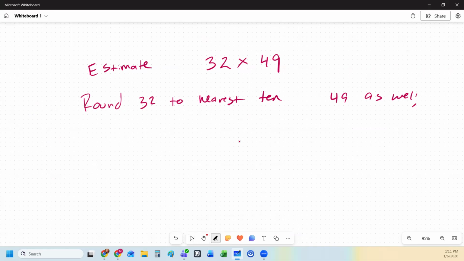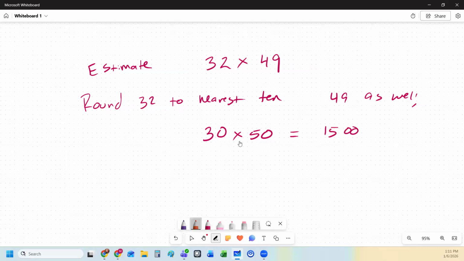So rounded to the nearest 10, this becomes 30 multiplied by 50, right? 32 rounds down to 30, 49 rounds up to 50. I have 30 times 50. I know that's going to be 1,500. So I know that 32 times 49 is somewhere around 1,500, right? If I need to know exactly, I'll write it down, I'll work it out, but I should know just by this estimation that 32 times 49 is somewhere around 1,500.